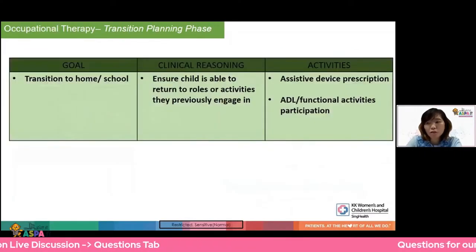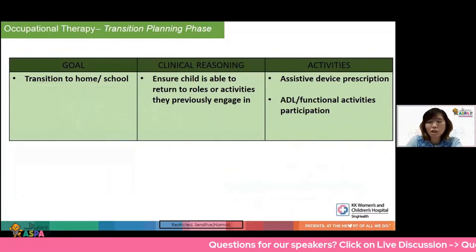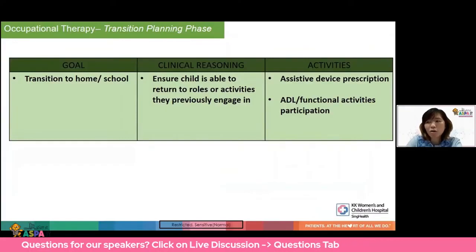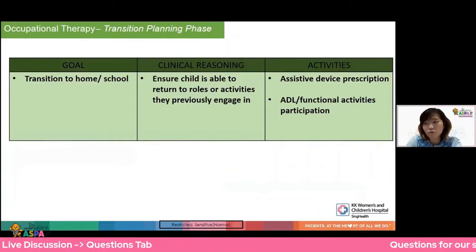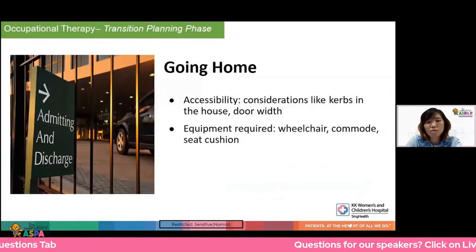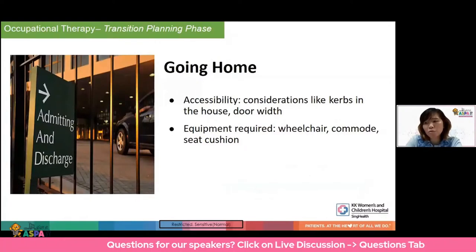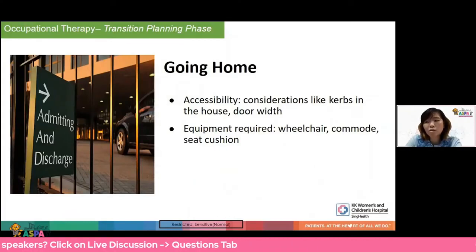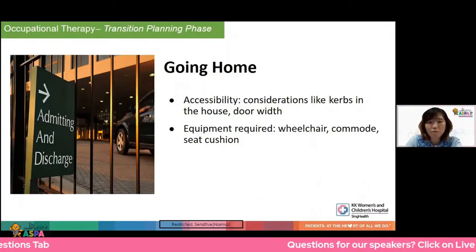For occupational therapy in this transition phase, we focus on ensuring that the child is able to return to roles and activities that they were previously engaged in, or things that they want to engage in further. One of these is looking at going home. We consider the accessibility of the home and the equipment required. So we have conversations with the family and the child to discuss what will be needed or what would need to be modified before the child makes plans of going home.